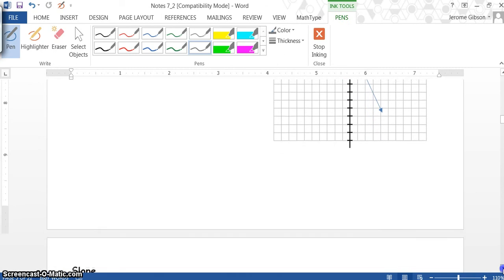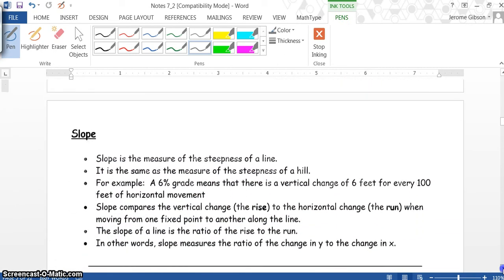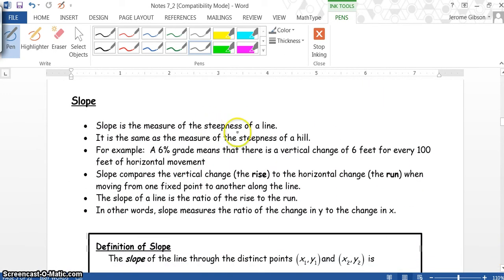Now, we go to the next page. We have slope. Slope is a measure of the steepness of a line. It is the same as the measure of the steepness of a hill. For example, a 6% grade means that there is a vertical change of 6 feet for every 100 feet of horizontal movement. Slope compares the vertical change, the rise, to the horizontal change, the run, when moving from one fixed point to another along the line.